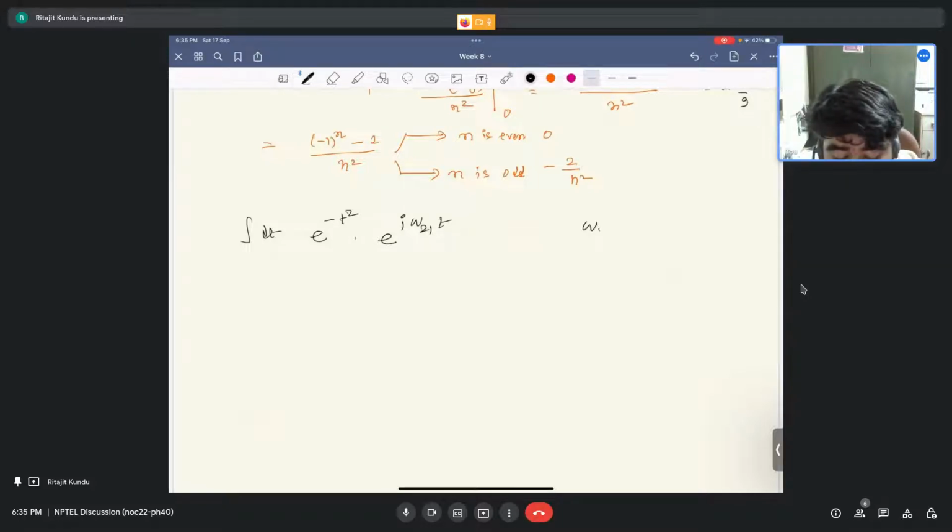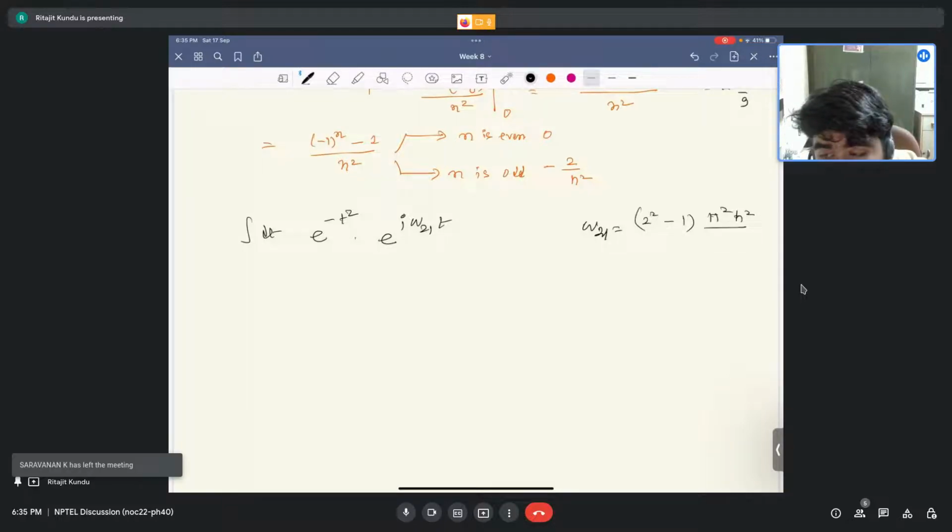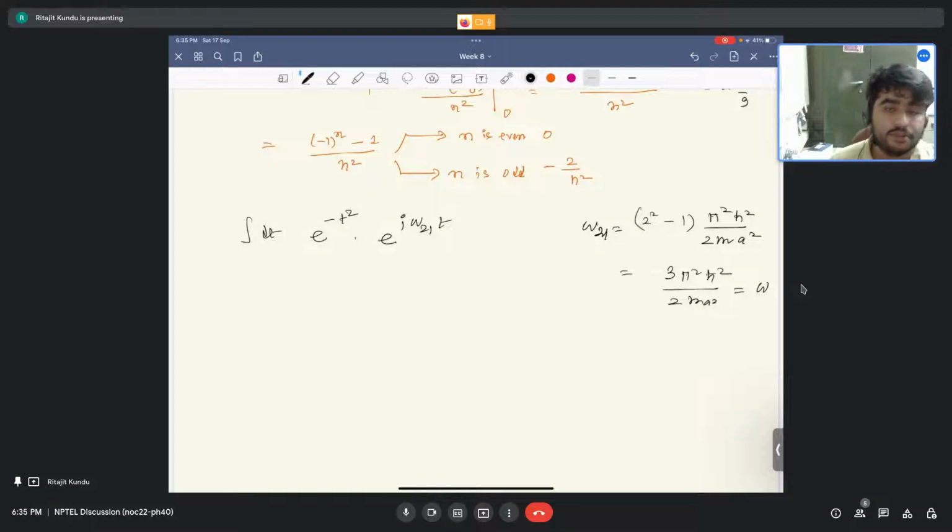So omega 21 here is given by the energy difference between the first excited state and the ground state, which becomes 2 square minus 1 square, pi square h bar square over 2 m a square. So it makes it 3 pi square h bar square over 2 m a square. But let's call this quantity omega for now. So there is omega sitting here, and the integration limit is between minus infinity to plus infinity. So this is the t integration part.